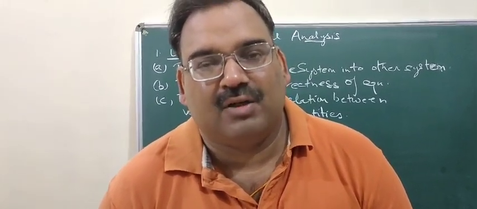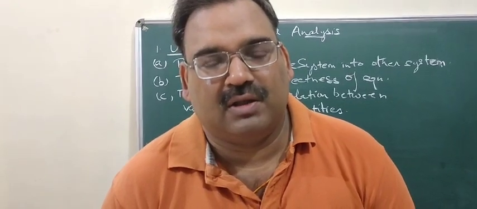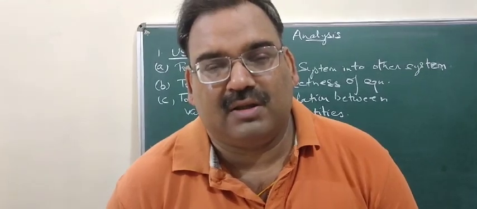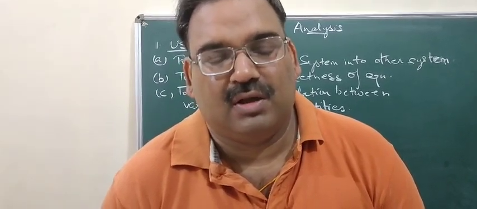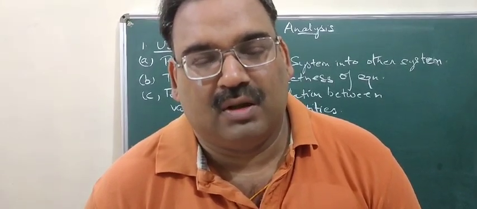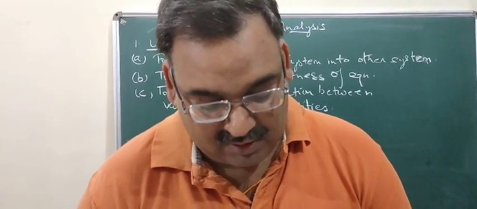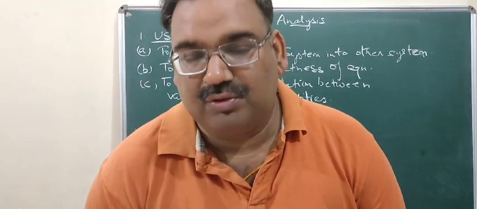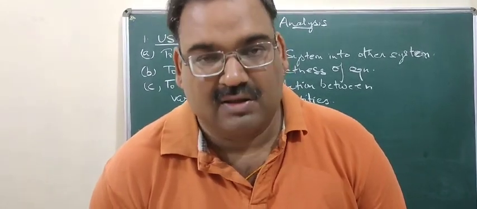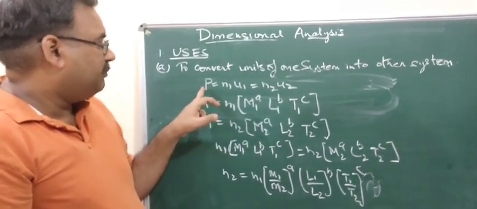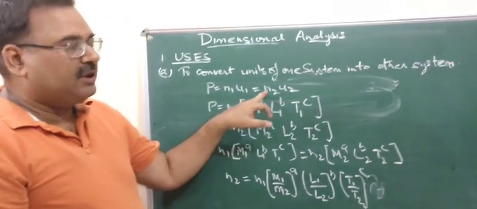1 is the numerical value, kilogram is the unit. 1000 is the numerical value, gram is the unit. So 1 kilogram is equal to 1000 gram. Okay, so N1 U1 equal to N2 U2. We can make use of this to convert the unit from one system to another system. We have a physical quantity P equal to N1 U1 equal to N2 U2.